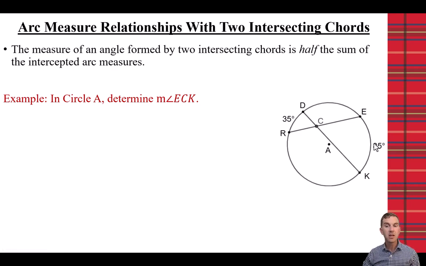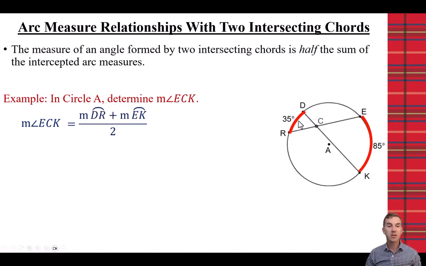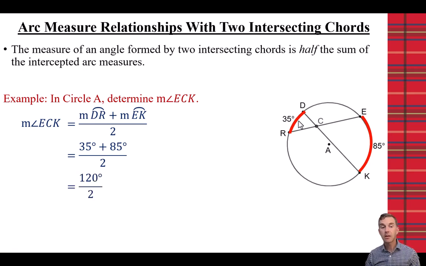This is not inscribed. So what I have to do is look at both of those intercepted arcs, and I'm going to add them together and divide by 2. I have to take their average. And when I do that, 35 plus the 85, it's going to give me 120, and then divide by 2, that's going to tell me that the measure of angle ECK would actually be 60.